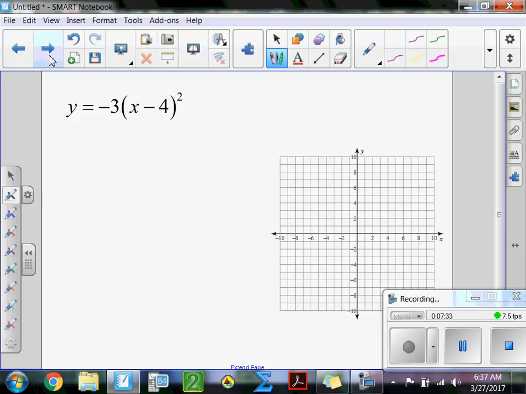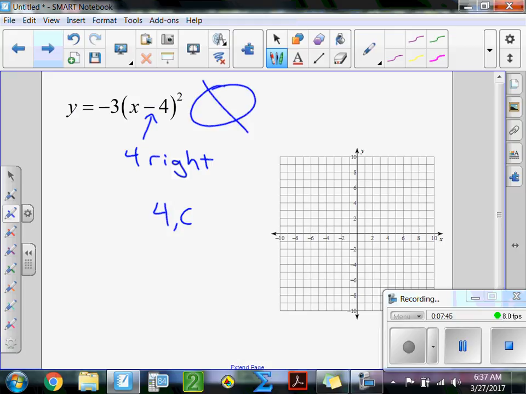This one is sometimes a tricky one. Just wanted to point out what that means for your vertex. This means I'm going to go 4 to the right, and there is no number out here, so I'm not going up or down. So my vertex would be at 4, 0 to start off the problem.